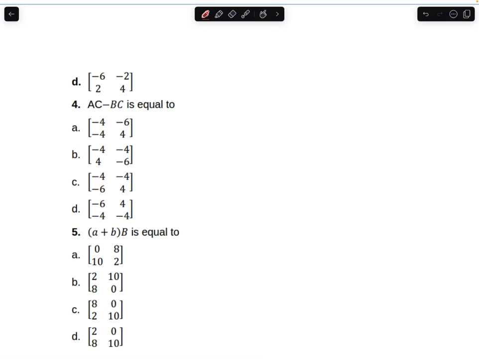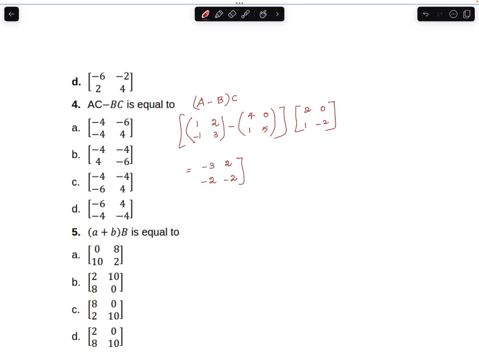AC minus BC is equal to. So let's take the C outside, within brackets A minus B times C. A minus B is 1, 2, -1, 3, minus 4, 0, 1, 5 times C is 2, 0, 1 and -2, which is -3, 2, -2, -2 times 2, 0, 1, -2.